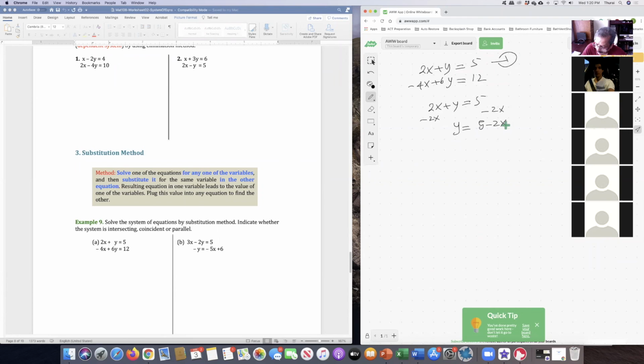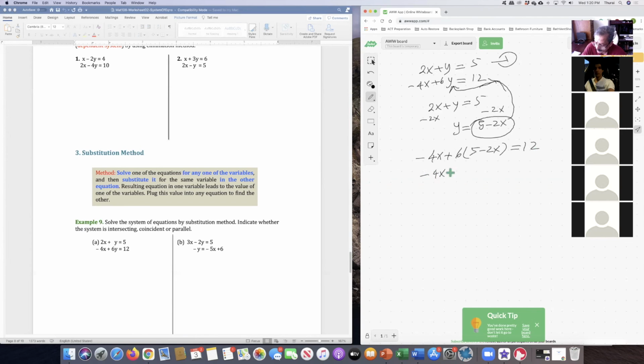But we solved the first equation for y. Now what we do is we plug in 5 minus 2x. Since y equal to 5 minus 2x, we plug that into the second equation in place of y. So the second equation becomes negative 4x plus 6 times 5 minus 2x equal to 12. Now you have an equation that has only x. So from this, we can find the x.